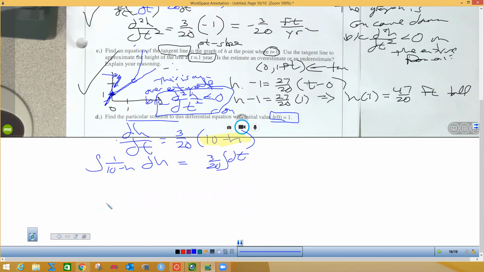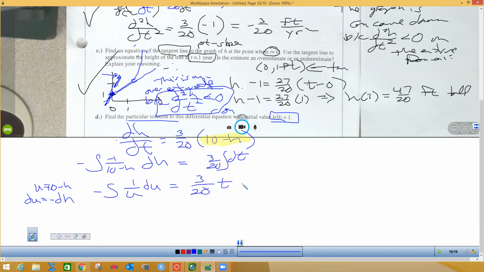Because there's a negative there, I am going to use u substitution. I'm going to say u equals 10 minus h, so du equals negative dh. What do I have to create? I need a negative dh, and I don't have one, so I have to create a negative and destroy a negative. That gives me negative 1 over u du equal to 3/20.